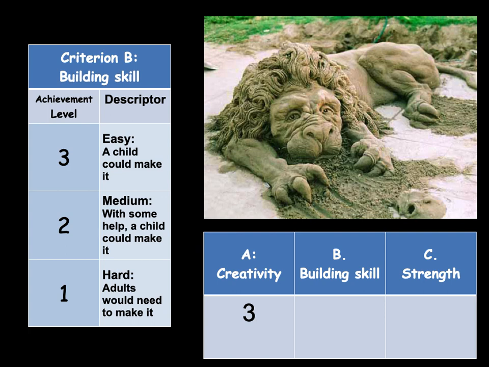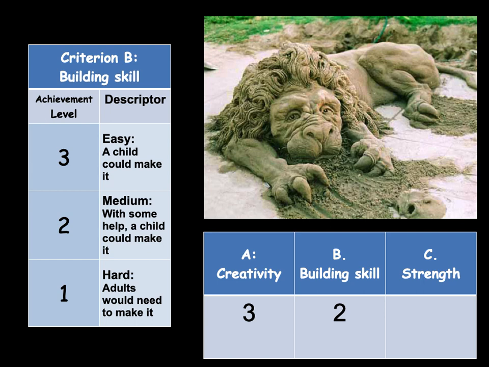What about building skill? Is it so easy a child could do it? A child could do it with some help, or really hard, only adults? And no, you can't give like a 1.5. So in this case, I'm going to give it a 2, give it benefit of the doubt that a child could do some of the things with it, like maybe gather the sand, and maybe help with the main part of the body. So building skill, a 2.